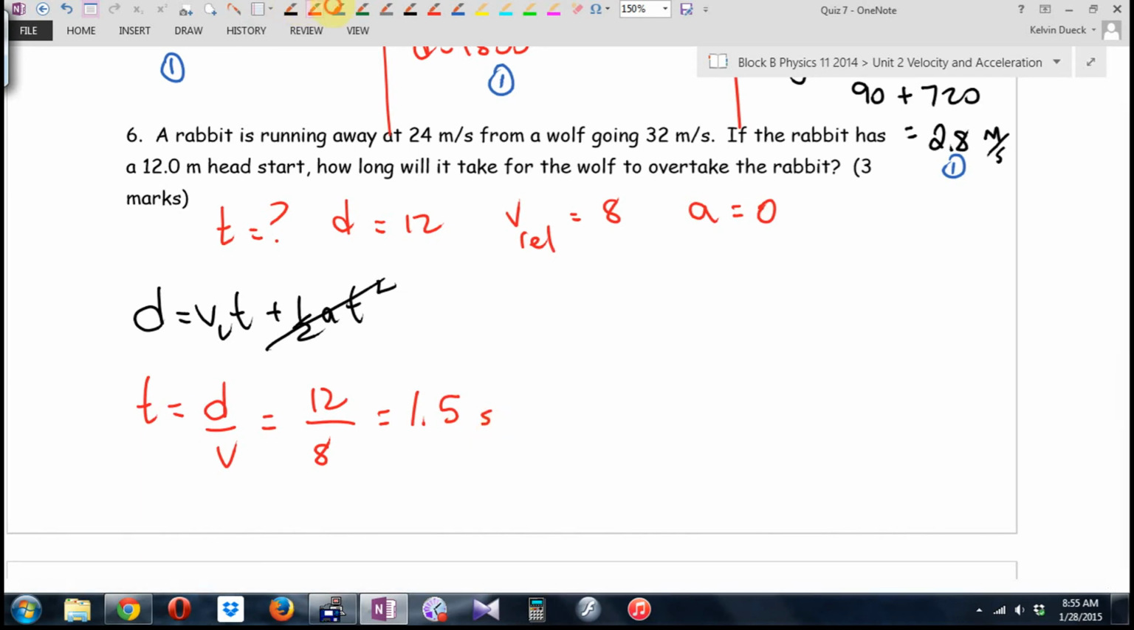In terms of part marks, I would probably give you 1 mark if I saw that you could successfully calculate the relative velocity of 8. I'd probably give you 1 mark if I saw that, 1 mark for the answer. But again, if you got it right, we're good.